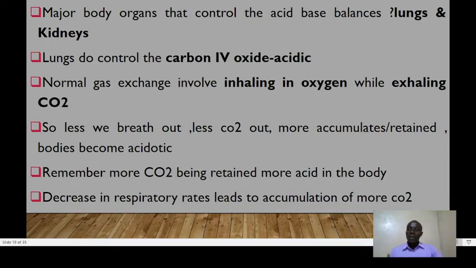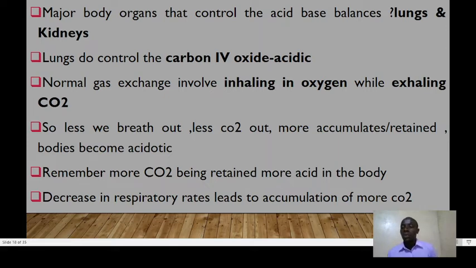So ladies and gentlemen, we have two major body organs that normally help control the acid-base balance. These are the lungs and the kidneys. You will know that the lungs control the carbon dioxide. Carbon dioxide, remember, forms carbonic acid, so it causes acidosis.